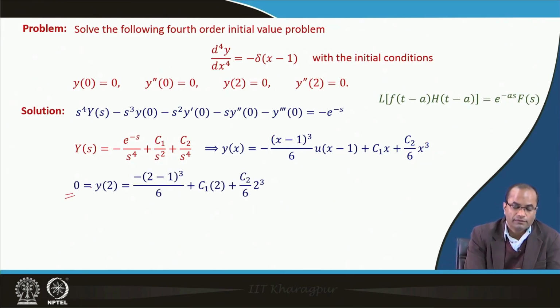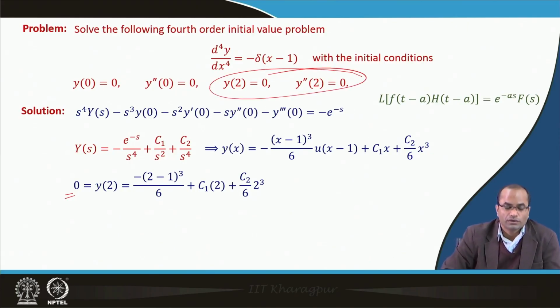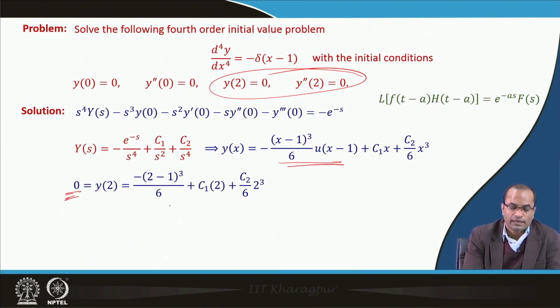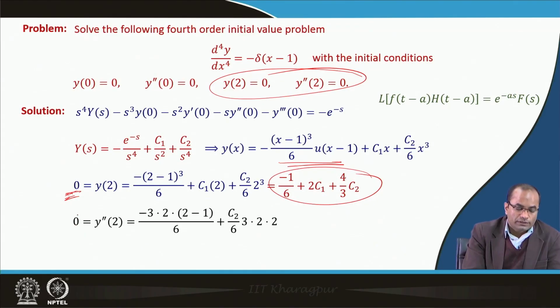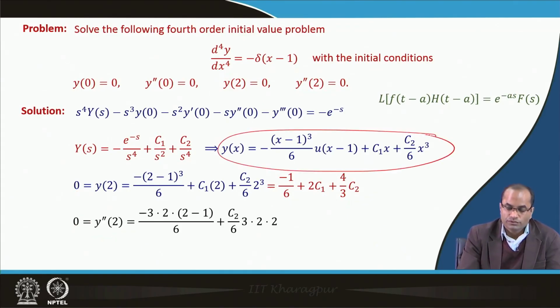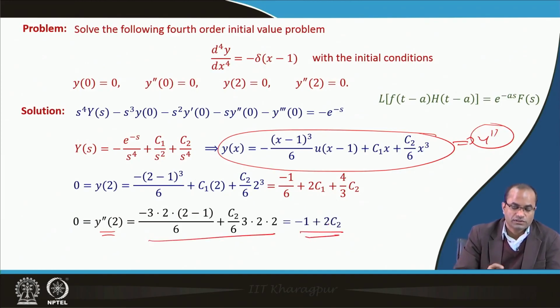And now, we can apply these two conditions which were not used so far. So, y(2) is 0. We will just pass here x is equal to 2 and simplify this. So, we will get one equation in C1, C2, and for the other equation we have to take the double derivative of the given solution. After taking the double derivative, we set x is equal to 2 and we will get another equation which is just in C2.